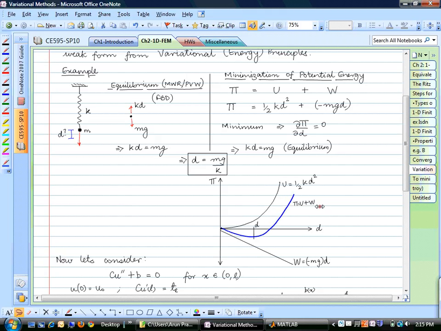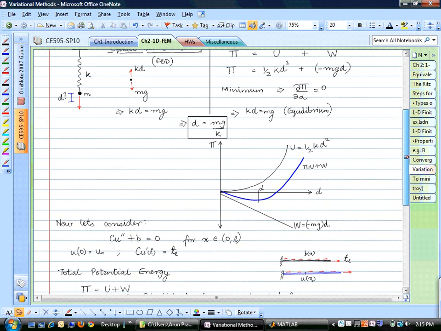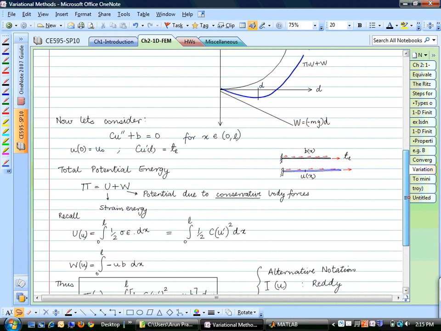The same thing happens if the spring is softer. If the spring is softer, the internal strain energy rises slower, and we get more displacement. Okay, so this is just a way to visualize the same thing. But now let's try to apply the same concept to our one-dimensional problem.